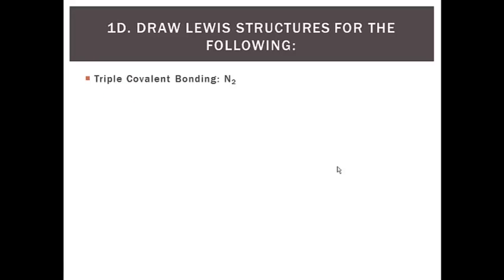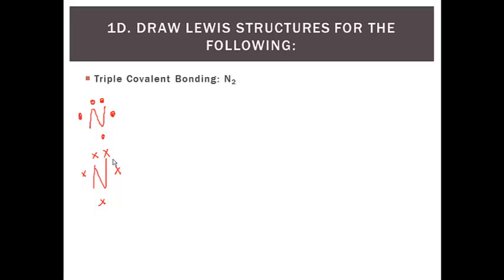Last example shows us triple covalent bonding. That would be like what we would find in nitrogen. Nitrogen is in column number 15, which means it's got 5 valence electrons. So 1, 2, 3, 4, 5, and this is N2, so I'm just going to draw both nitrogens.